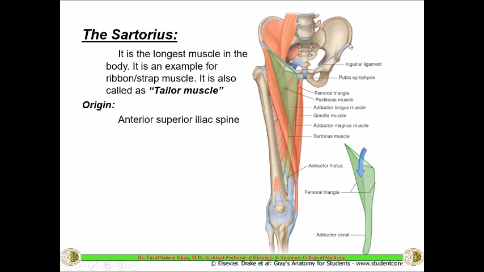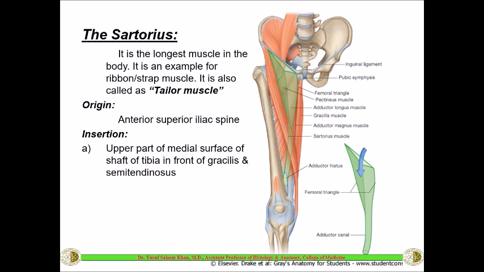Here also you can see the anterior superior iliac spine, and it gets inserted to the upper part of the medial surface of the shaft of the femur. It crosses the hip joint and the knee joint, then goes down and gets inserted to the medial side of the tibia. Along with Sartorius, there are also the muscles gracilis and semitendinosus. All three tendons are inserted at this particular point, the medial side of the shaft of the tibia. So this is the long muscle which takes origin from the anterior superior iliac spine and gets inserted to the medial side of the tibia.